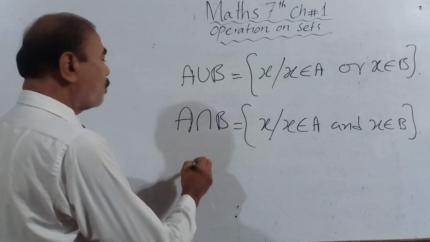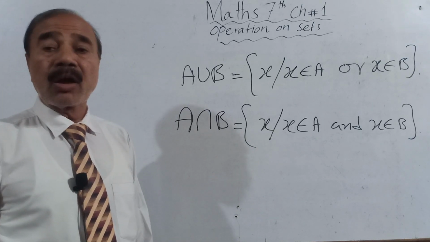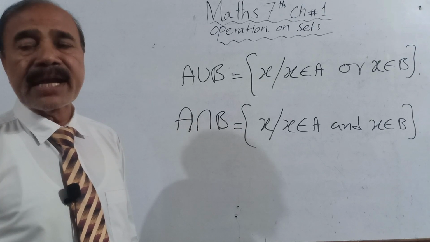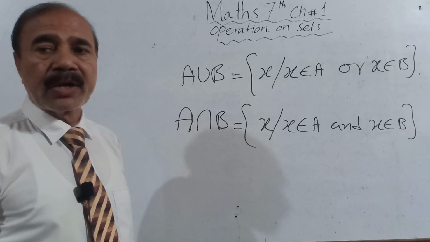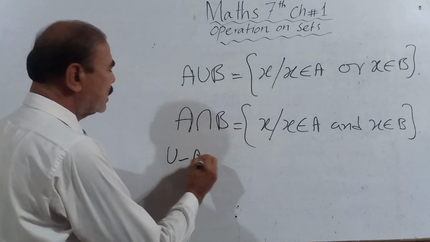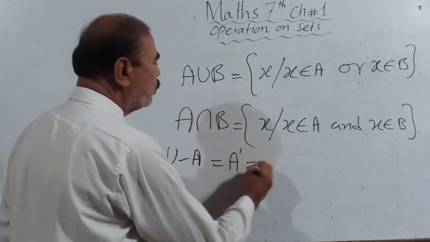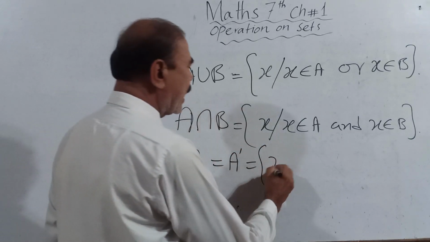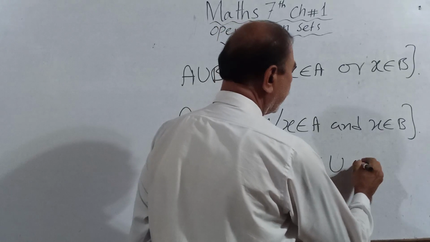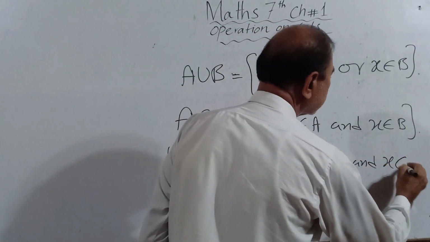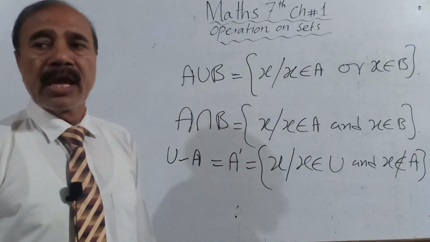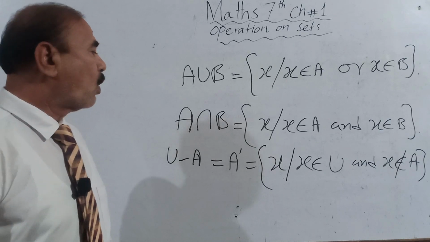Now, the complement of a set. As you know, if we subtract a set from the universal set, that is called the complement of a set. Suppose you can write U minus A is equal to A complement. So with mathematical terms we can write it as the set of X such that X belongs to U and X does not belong to A. This is called the complement of a set.